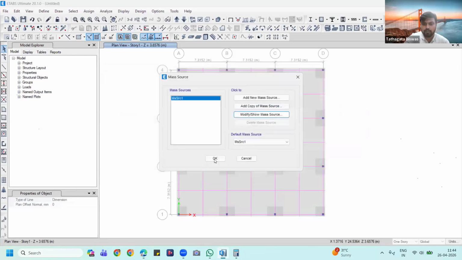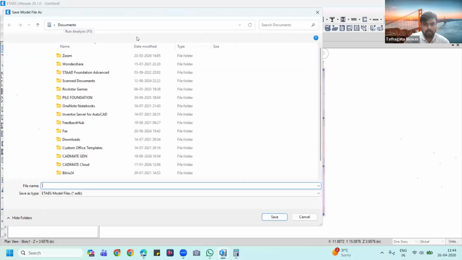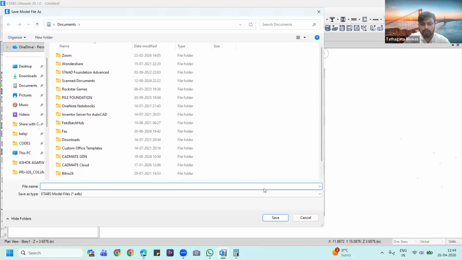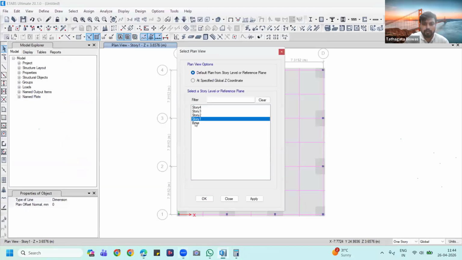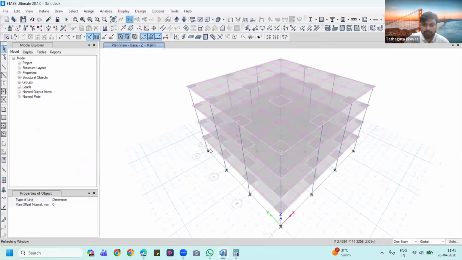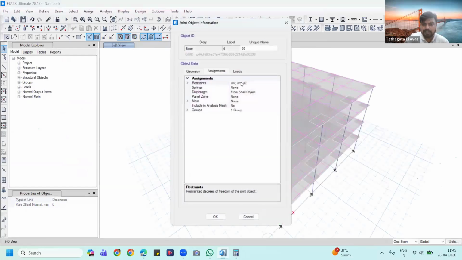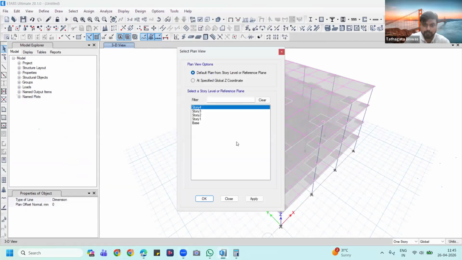Okay. Now if you run the analysis from now, you will get the value. Before that, one more thing you need to do. You need to go to the base. Currently, by default, these bases are hinge support. But ideally, it should not be hinge support. It should always be idealized as fixed support.